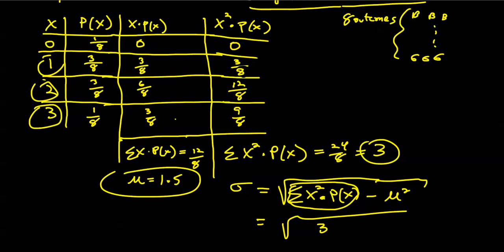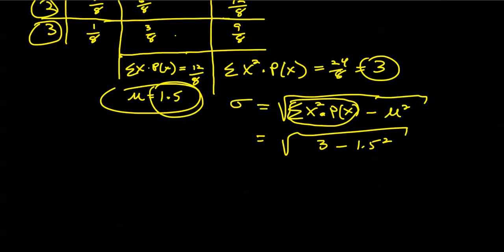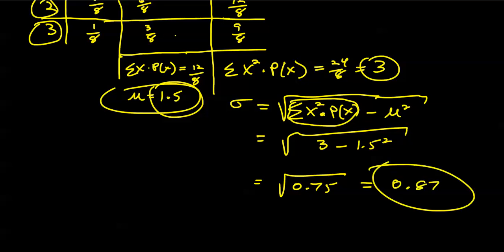So I'll have the square root of 3 minus, remember the previously computed mean was 1.5, so 3 minus 1.5 squared. Well, 3 minus 1.5 squared, according to my calculator, is 0.75. Don't forget to take the square root. Alright, so the square root of 0.75 is 0.87. So I've constructed the probability distribution given this random variable and computed the mean and the standard deviation.